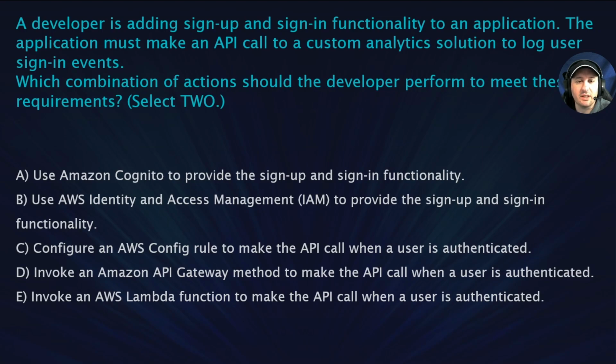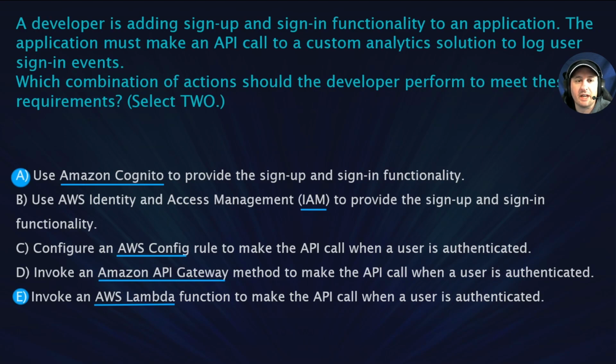Take a second here to see if you know the answer, and then let's take a look at keywords and the correct answers. For the keywords, you need to know what Amazon Cognito is, IAM, AWS Config, API Gateway, and Lambda. And don't worry, we'll touch on these in case you're not familiar with them.